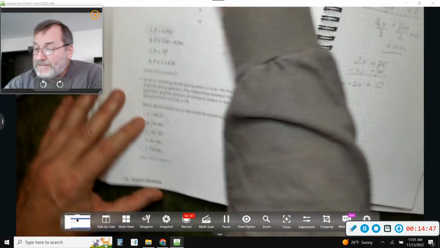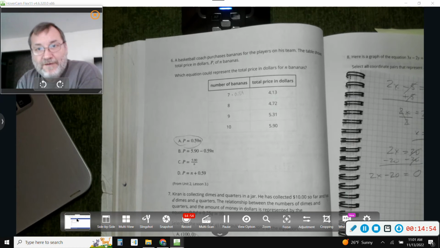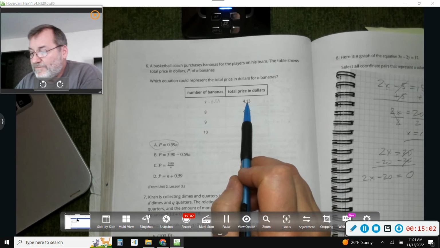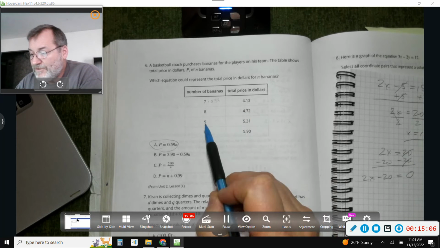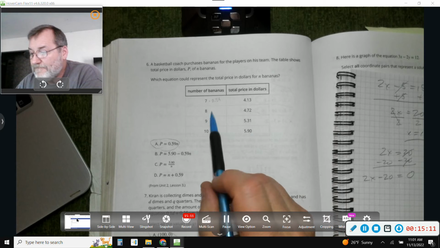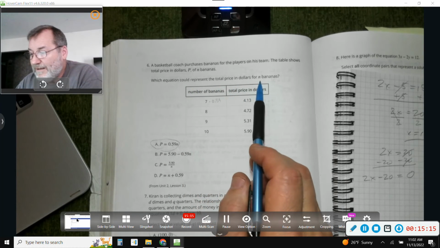Number 6, baseball coach. A baseball coach purchases bananas for the players on the team. The table shows the total price in P dollars for n bananas. So when they bought 7 bananas, the total price is $4.13. When they bought 8, it was $4.72. 9 is $5.31. 10 is $5.90. Okay. Which equation could represent the total price in dollars for n bananas?